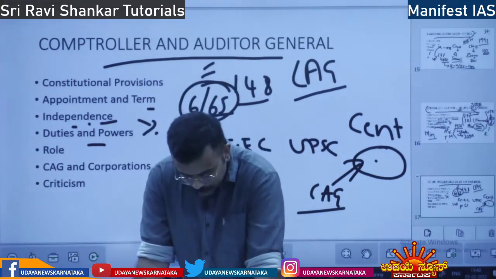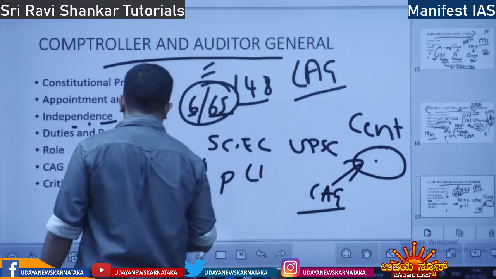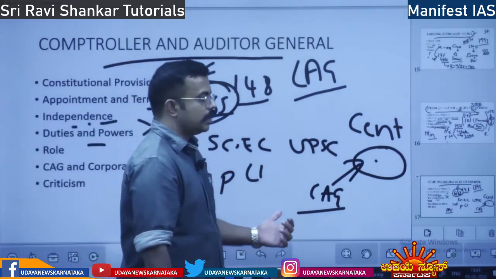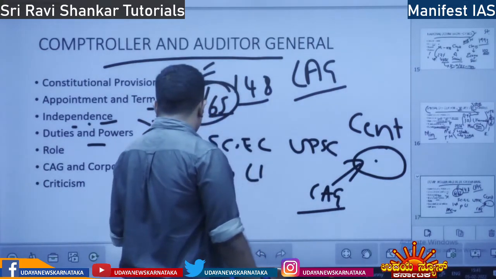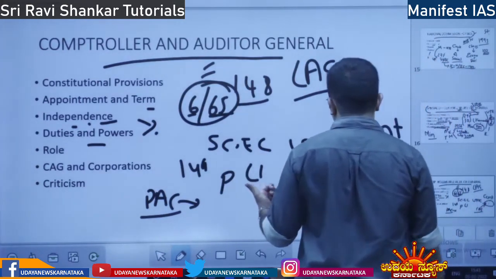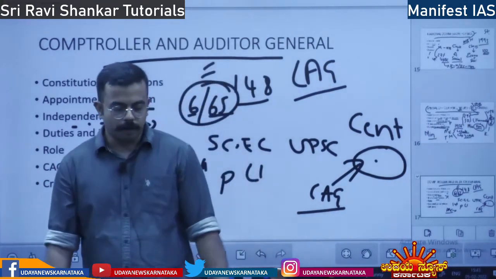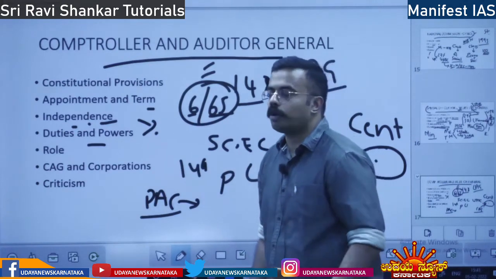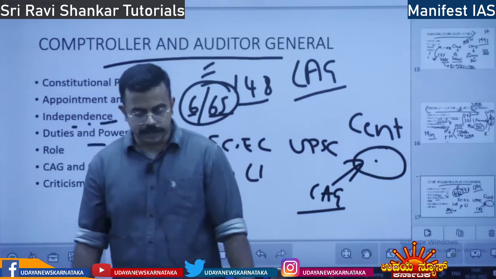Okay. So he acts as a friend and philosopher of the Public Accounts Committee, which is headed by the opposition party. They audit how money is spent by the government. So who assists the Public Accounts Committee in its day-to-day work? It is the office of CAG. CAG assists the Public Accounts Committee in order to monitor the expenditure of state and central government.